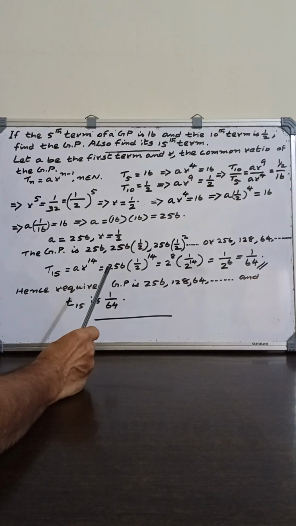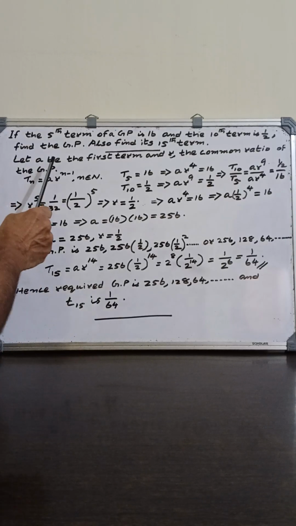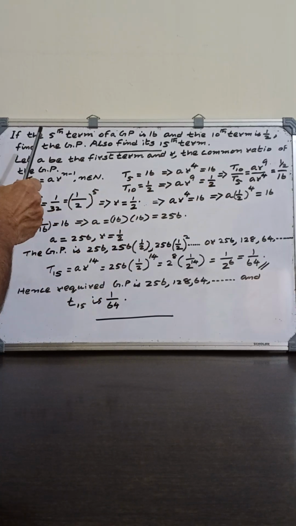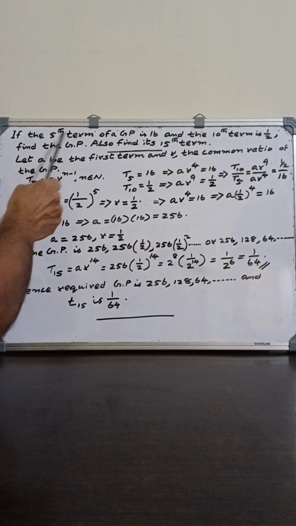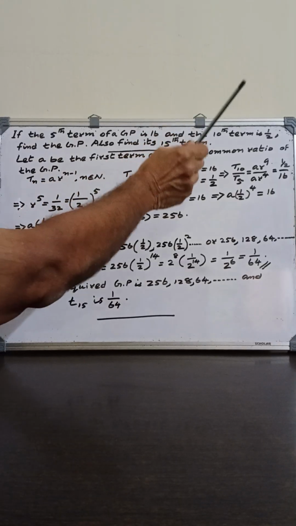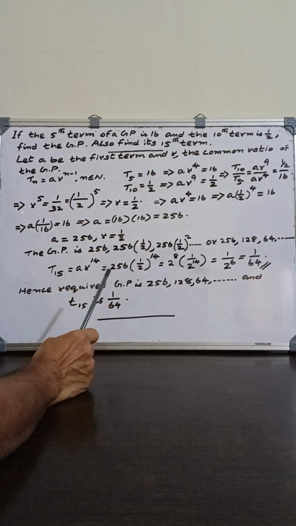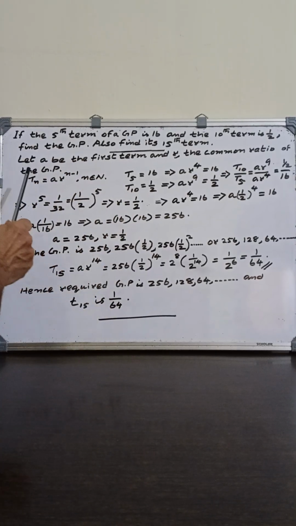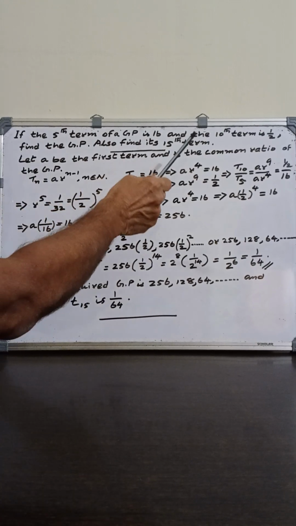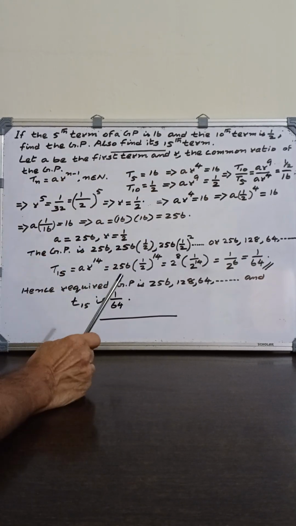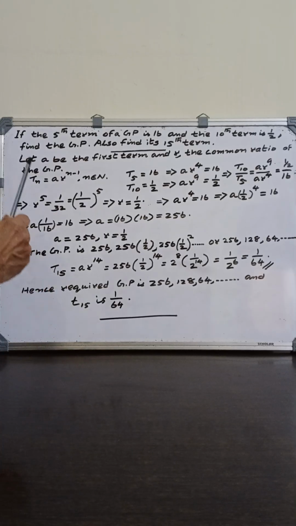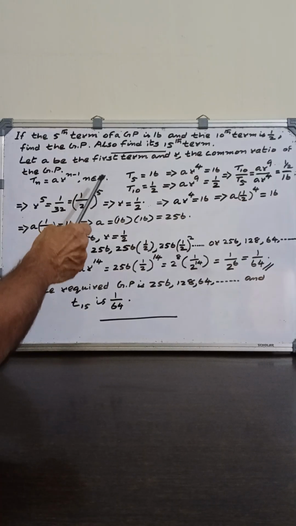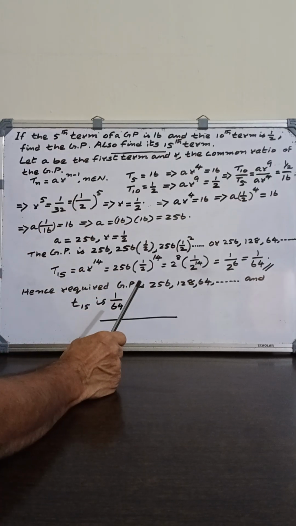GP, geometric progression. Let A be the first term and R be the common ratio of the GP. Here, the terms are given. Fifth term of a GP is given as 16 and 10th term is 1 by 2. First of all, we have to trace the GP. For that, A is the first term and R the common ratio of the GP. Therefore, nth term is defined as Tn equals A R raised to n minus 1, where n belongs to the natural numbers set.